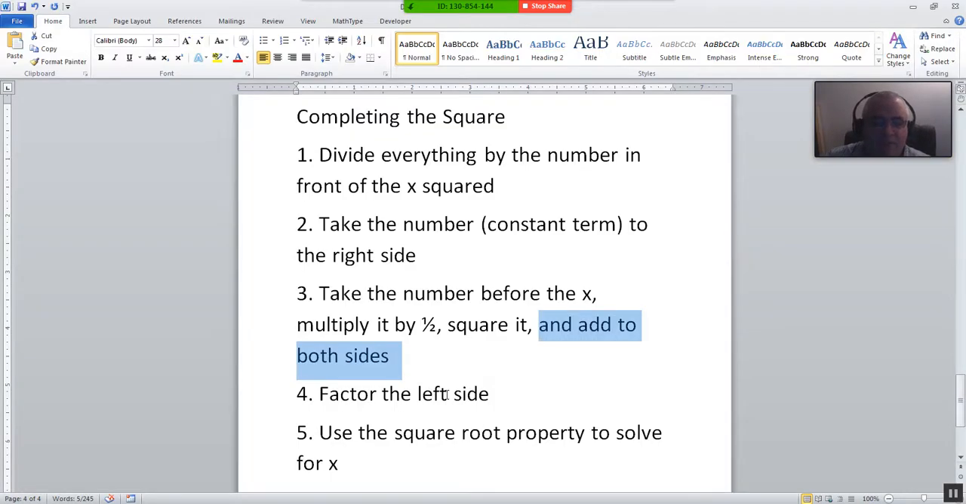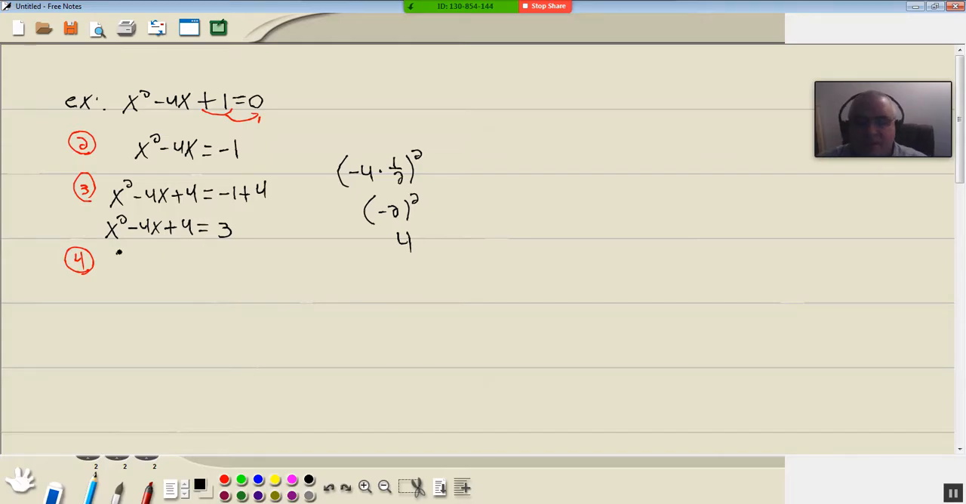Step 4. Factor the left side. This will factor as x minus 2 squared. There's a trick to it. Whatever number is right here, right before you square it, sign included, is always what goes in at this point. So there is no factoring involved.